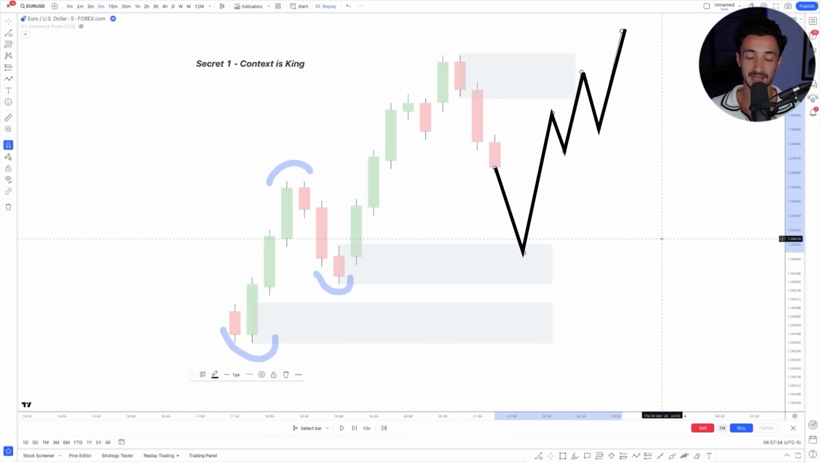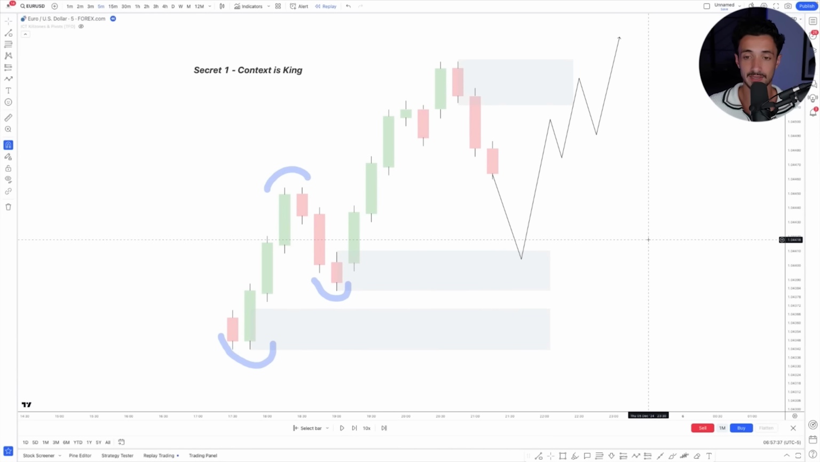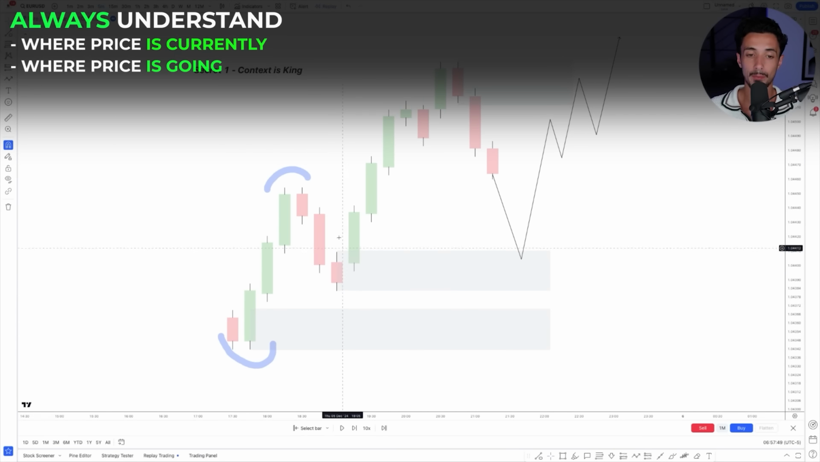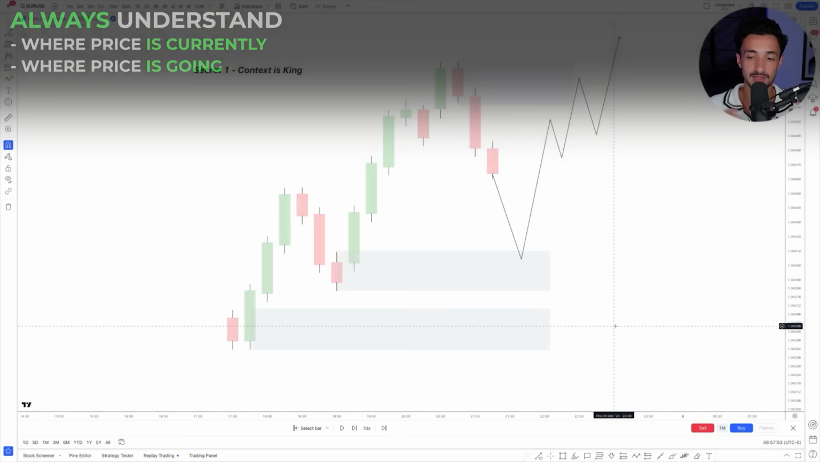Price will tag me in like this, come up in here, and you're trying to short this order block, and price does exactly that. So understanding that context is king, making sure that we're always trading pro trend, making sure we're not trading too far high up into the price range or low down into the price range if we are bearish. Always understand where price is going, and then choose your order blocks that fit inside of that understanding.